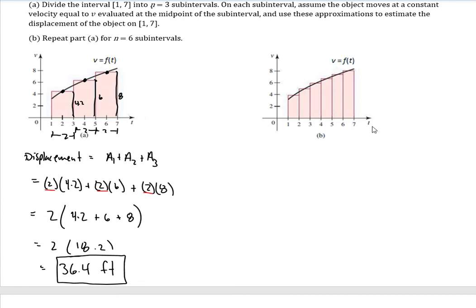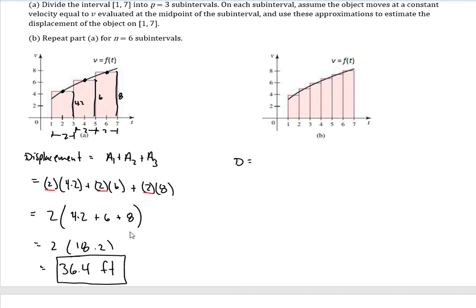Okay, and then for the second one, we're going to show that if we have more rectangles, we can kind of assume that it's going to be more accurate, because notice I've got a big gap here and a big gap there in the first problem, and then maybe too much shaded region above as well. Whereas these are little tiny shaded regions above and little gaps below. So we'd assume that this is going to be more accurate. Okay, so our displacement, I'm just going to call it D, would be, we have 6 rectangles.